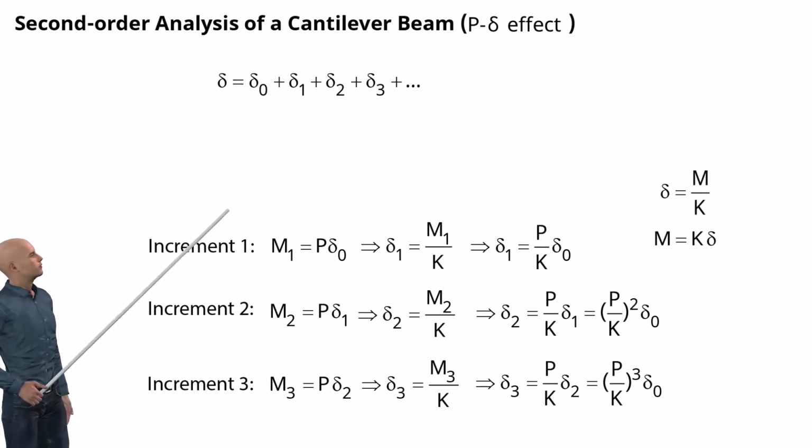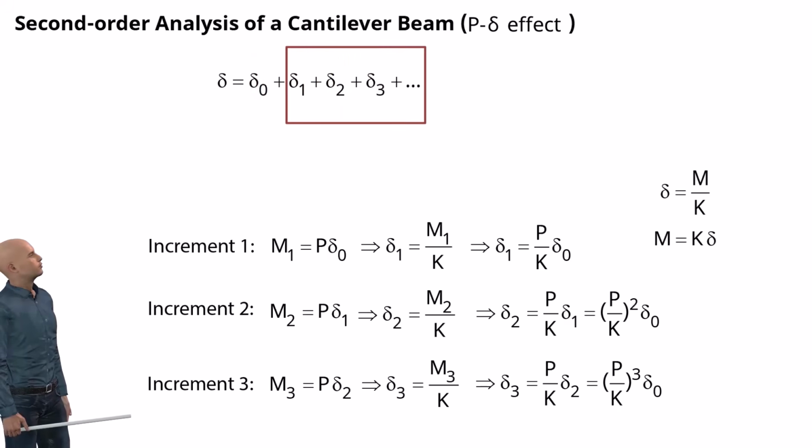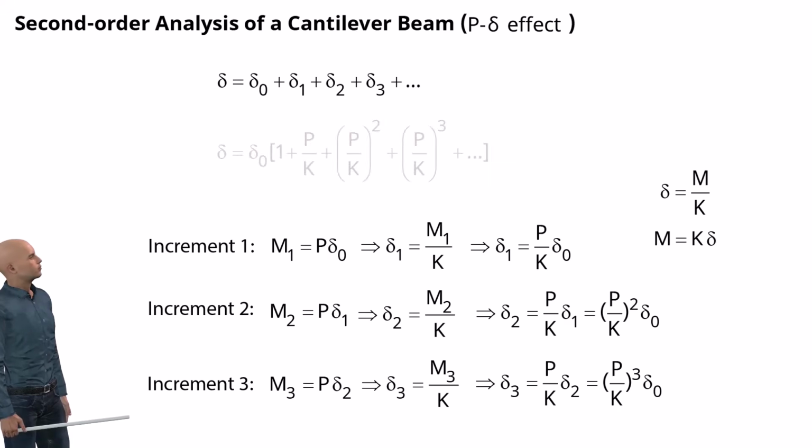Now, we can write the total deflection at A. The total deflection is the sum of all deflection terms. It includes the initial deflection due to the gravity load. That is delta 0. It also includes all the incremental deflections caused by the axial load P. Using the deflection terms we just developed, we can write the total deflection in expanded form.